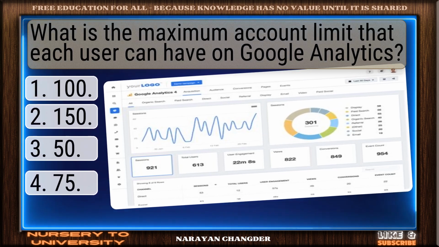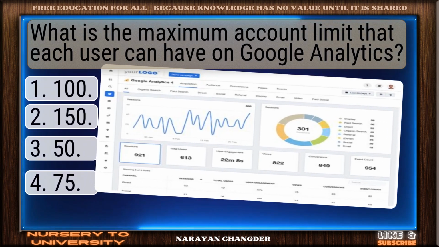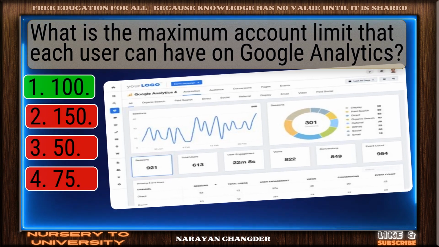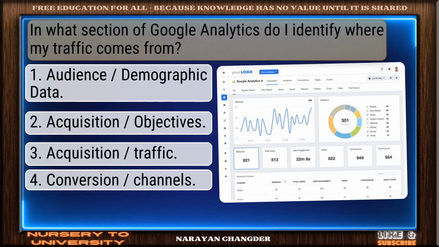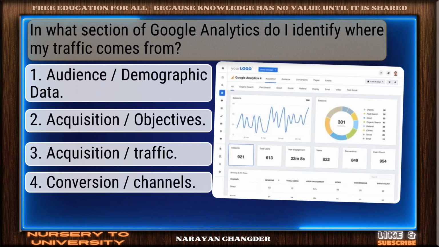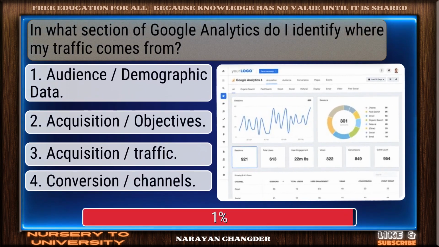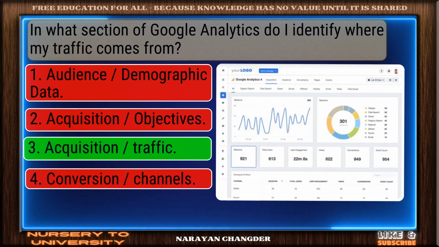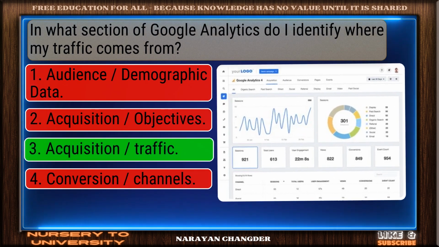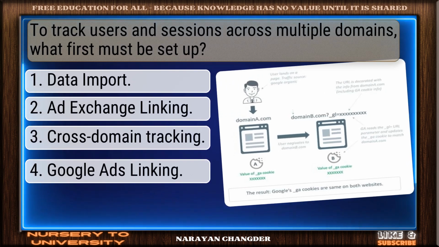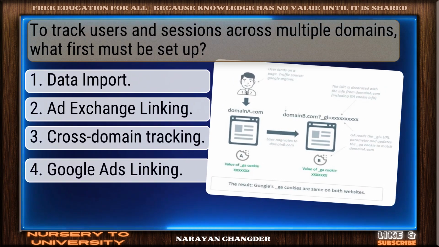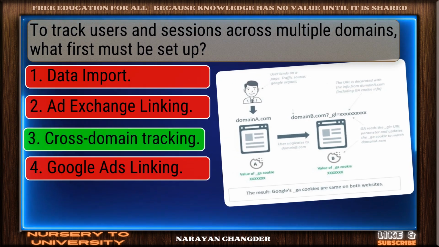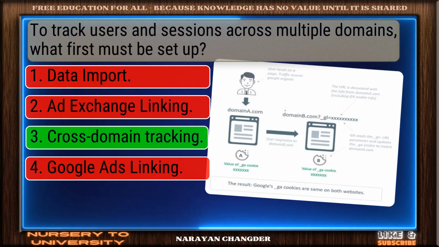What is the maximum account limit that each user can have on Google Analytics? Great thinking. 100 is the right choice. In what section of Google Analytics do I identify where my traffic comes from? Well reasoned. Acquisition traffic is the correct choice. To track users and sessions across multiple domains, what first must be set up? Nicely done. Cross-domain tracking is a solid answer.